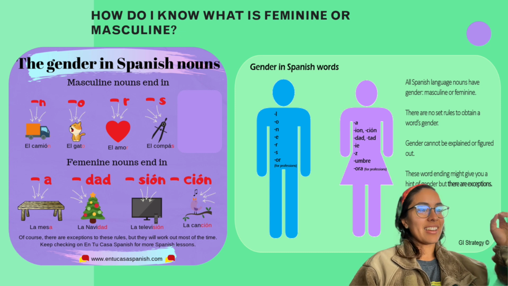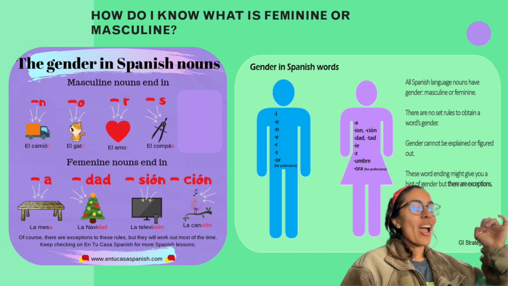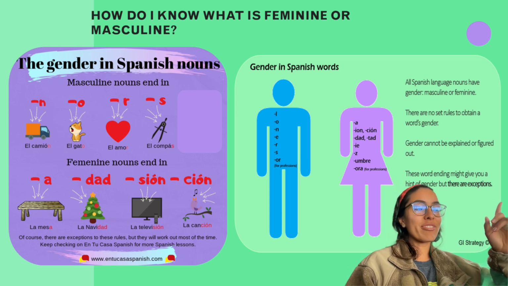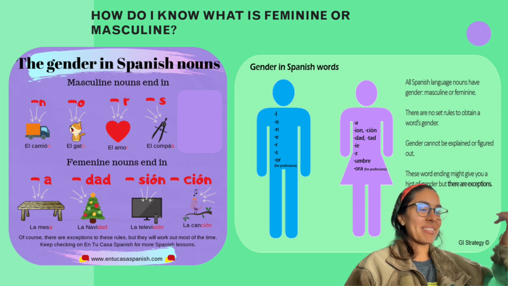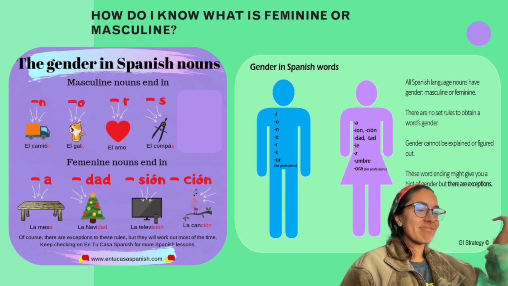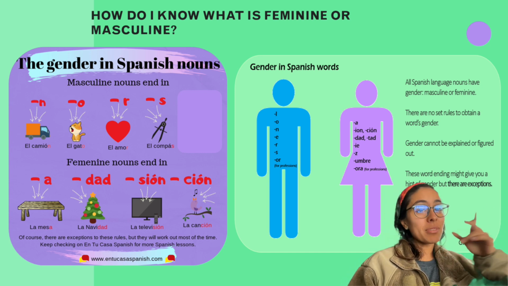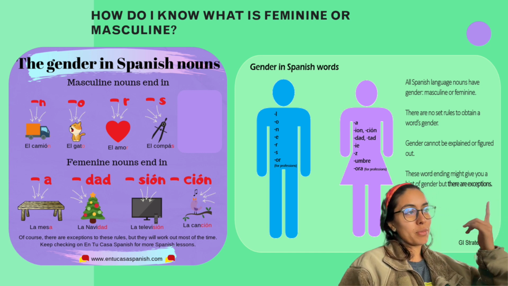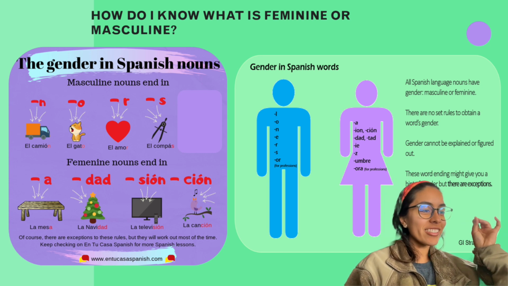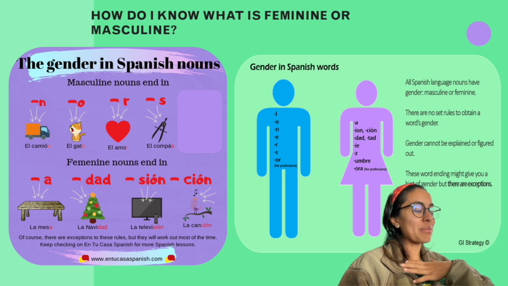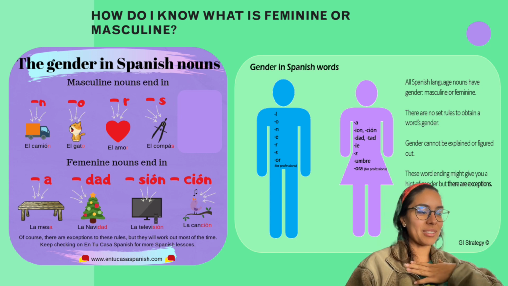How do you say the difference between the last two again? Okay, there is no difference. Good question. It's the same. Sion, cion. Sometimes there is a difference for people that live in Spain. They have like a th sound, but in my Spanish it's pretty much the same.